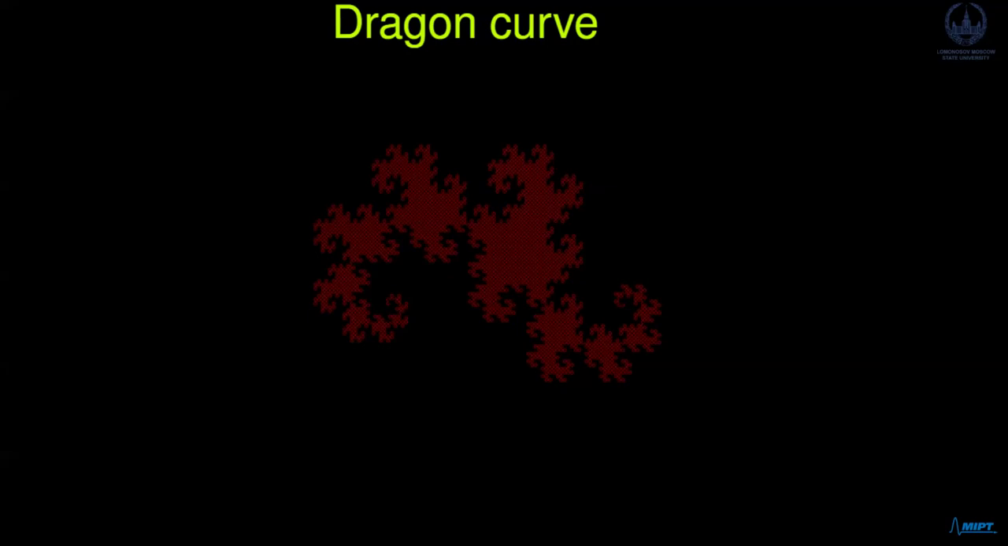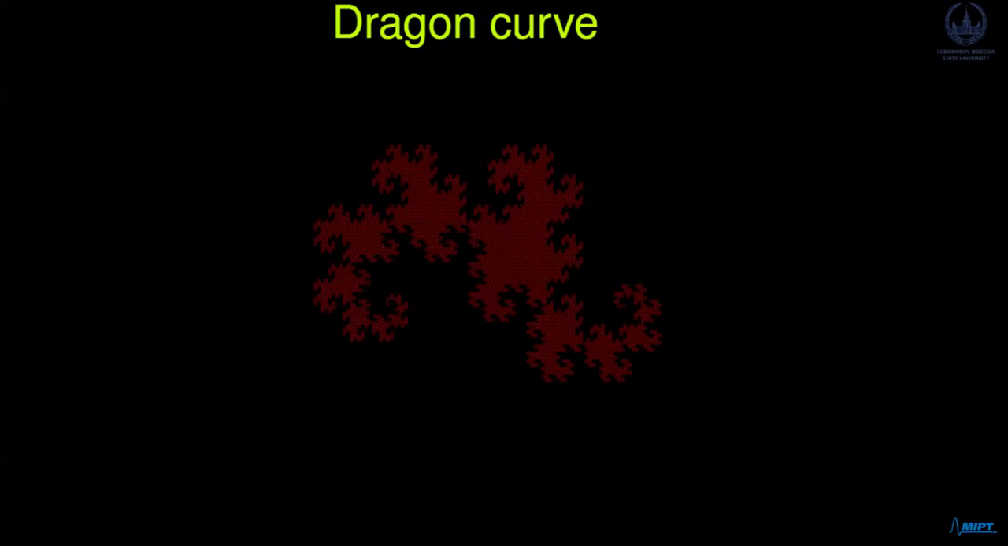What about construction? A dragon curve can be constructed by folding a strip of paper in half repeatedly and then unfolding it at right angles. With each fold, the curve becomes more intricate, and after enough iterations, the full fractal pattern emerges.